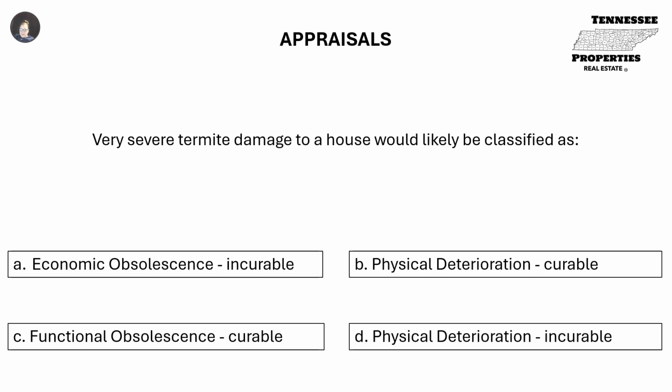Very severe termite damage to a house would likely be classified as A. Economic obsolescence, incurable, B. Physical deterioration, curable, or C. Functional obsolescence, curable, or D. Physical deterioration, incurable. D. Physical deterioration, incurable.